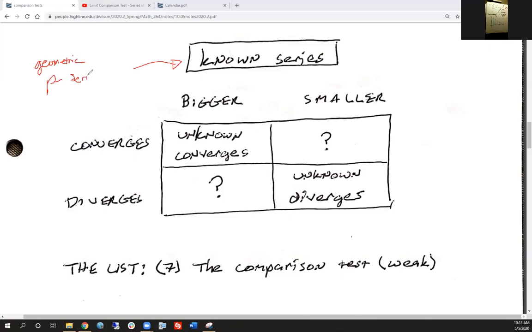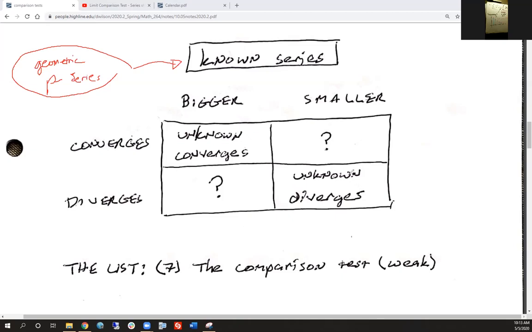Harmonic? The harmonic series would be an example of a P series. We could include that, but if we just want to be super simple, most of the time your known series is going to be one of these two options. It wouldn't have to be, but most of the time. If your known series is bigger, and your known series converges, then the unknown series is going to converge. If your known series is smaller and the known series diverges, then the unknown diverges.